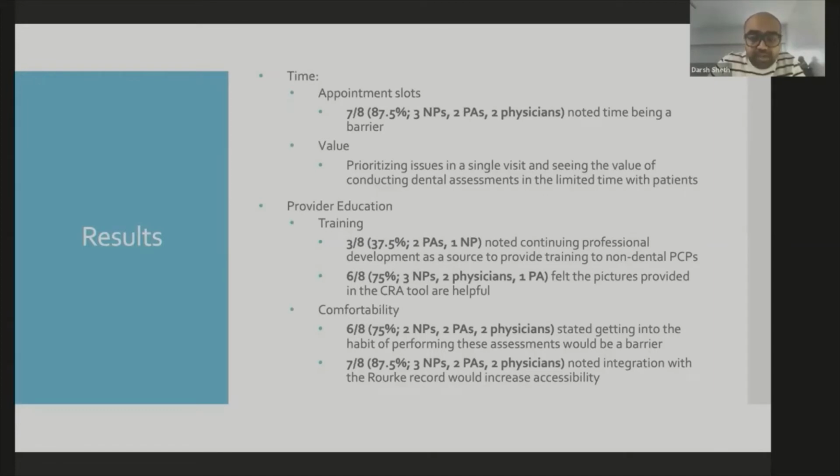And then 7 out of 8 participants noted that an integration with the Rourke record, which is used in well child visits, would increase accessibility. So having a reminder, if it was as the 3rd page in the Rourke record, would actually help participants to fill this out rather than it being a separate form.